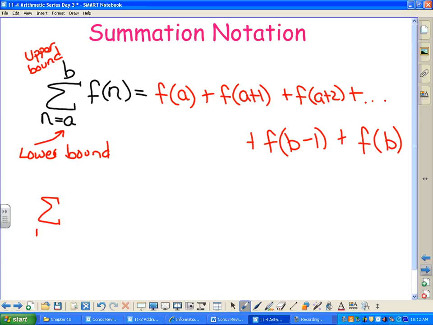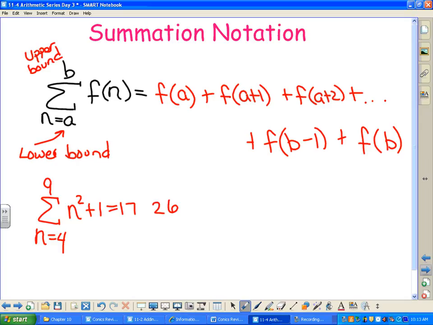So if we had the sum from n equals 4 to n equals 9 of, let's just say, n squared plus 1. The first thing you do is you take your lower bound of 4 and you plug it in. If you put 4 into that expression, what do you get out? 17. So write down a 17. Now you go up to the next integer. Well, after 4 comes 5. You plug in 5. What do you get out? 26.